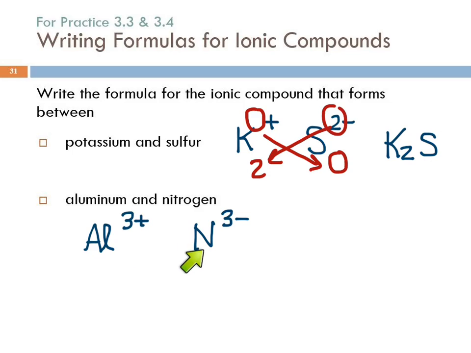Now we look at these 2 guys. We've got +3 and -3. If we just shove them together, they're going to add up to 0, and we're good. So this is AlN. Done. Any questions?